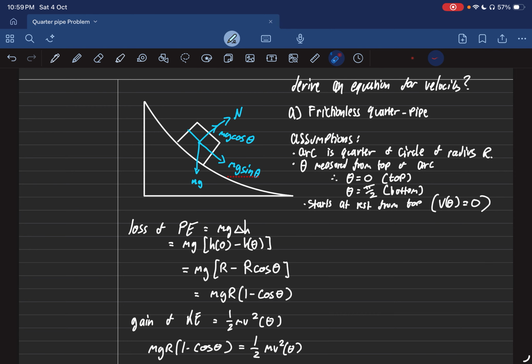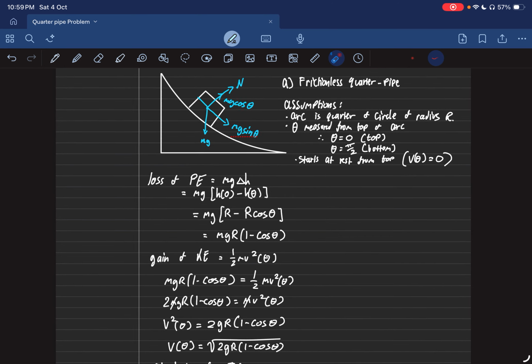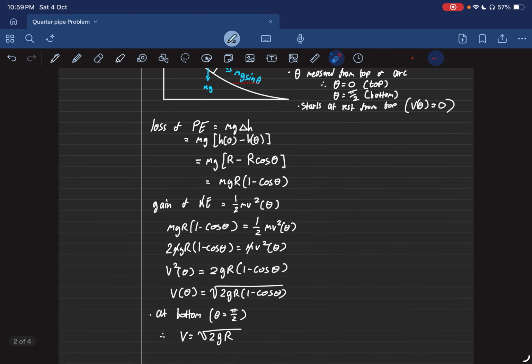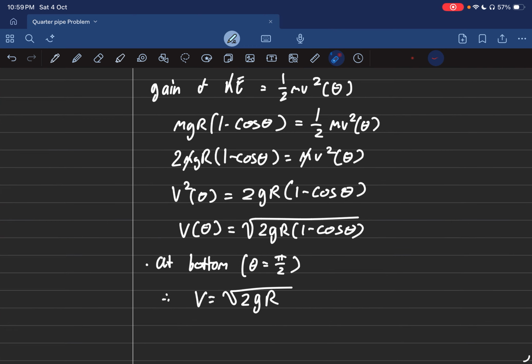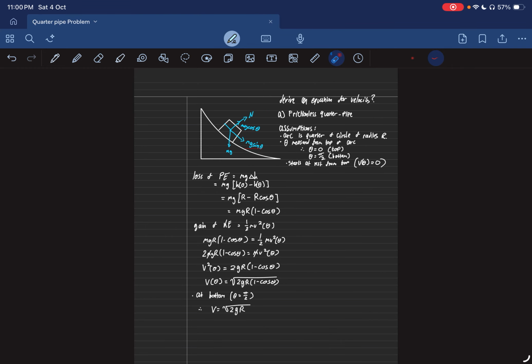And we're just saying it starts from rest. Here I just did it in terms of energy, really simple. With components, we got mg cosine theta and mg sine theta, basic dynamics. Gain of kinetic energy, we just equated them, solved, and there's your equation: v of theta equals root 2gr times (1 minus cosine theta). Easy. And at the bottom, it's even simpler, and that comes up later in the rest of the derivation to prove that it's the same.